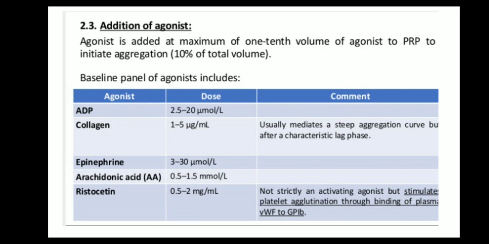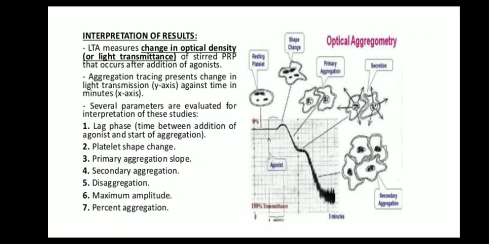The most commonly used baseline panel of agonists are ADP, that is adenosine diphosphate, then collagen, epinephrine, arachidonic acid and ristocetin. Now the light transmission aggregometer measures the change in the optical density of stirred PRP that occurs after addition of an agonist. The aggregation tracing presents the change in light transmission, that is on the y-axis, against the time in minutes, that is on the x-axis. Several parameters are evaluated for interpretation of these studies, that is lag phase, platelet shape change, primary aggregation slope, secondary aggregation slope, then disaggregation, maximum amplitude and percentage aggregation will be plotted.